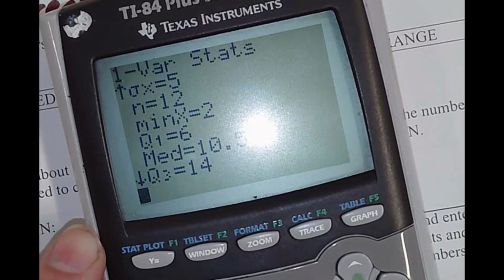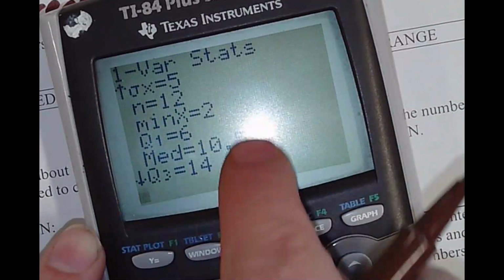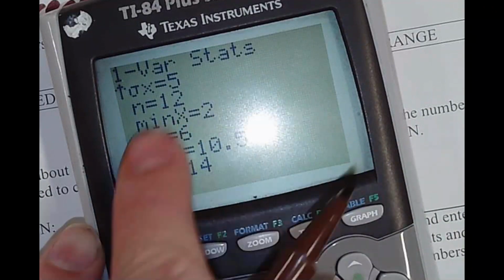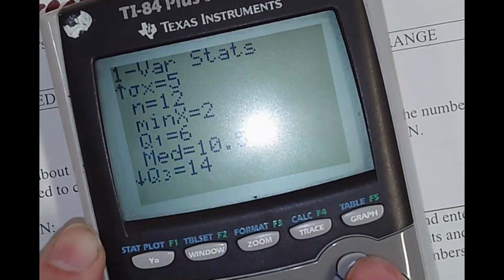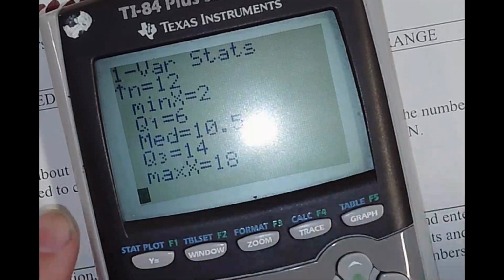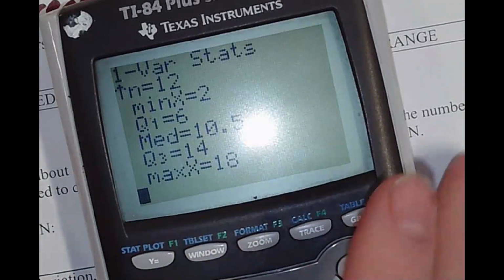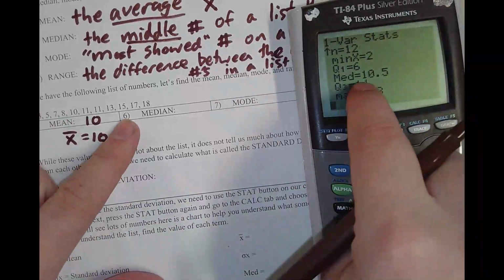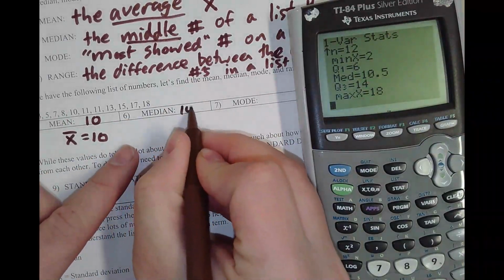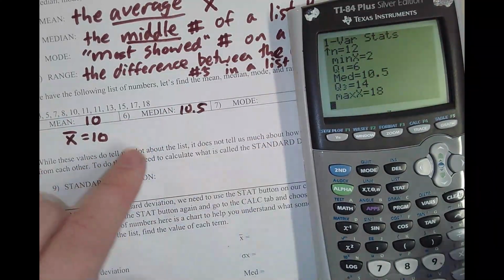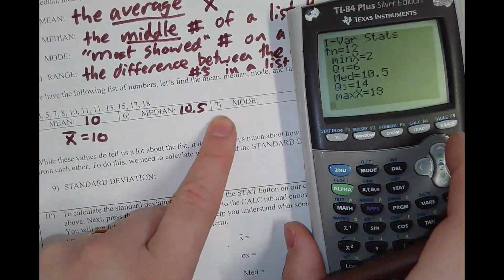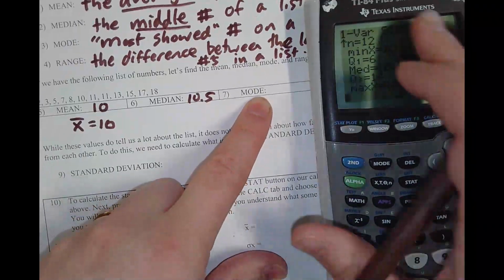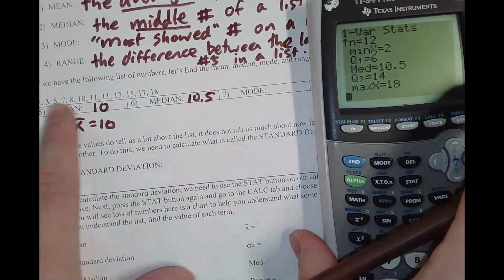If you scroll down, you're going to get your 5 number summary. And in that 5 number summary is the median. So the median is 10.5. The mode, we don't know yet because it doesn't show up on your graphing calculator. You have to look at your list.